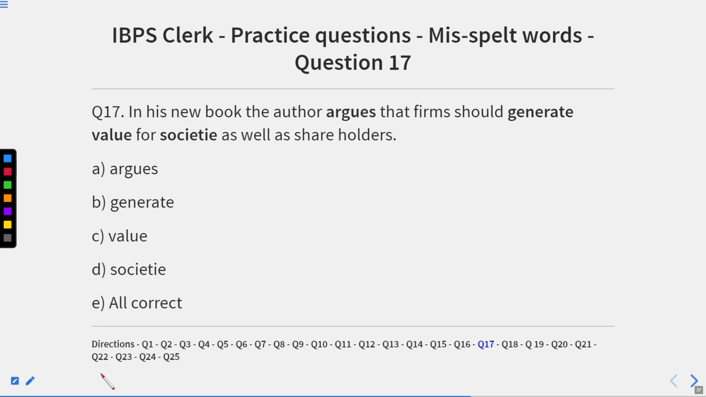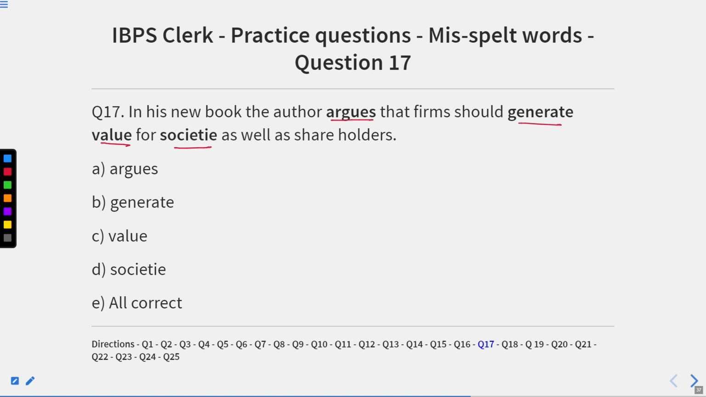Now this is question number 17. So let us see this question. In his new book, the author argues that firms should generate value for society as well as shareholders. Now let us see all the spellings one by one. Argues, correct spelling. Generate, this is also correct spelling. After that, we have another word, that is value. This spelling is also correct.